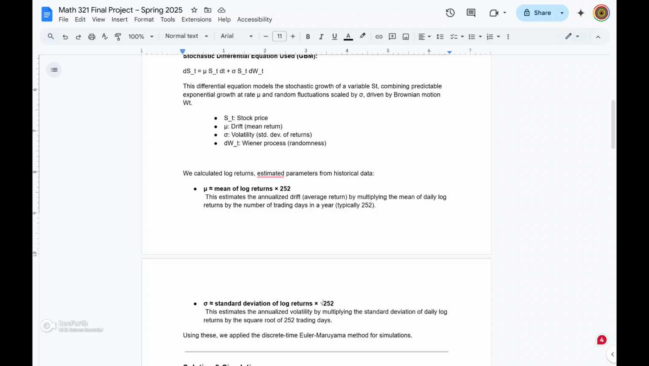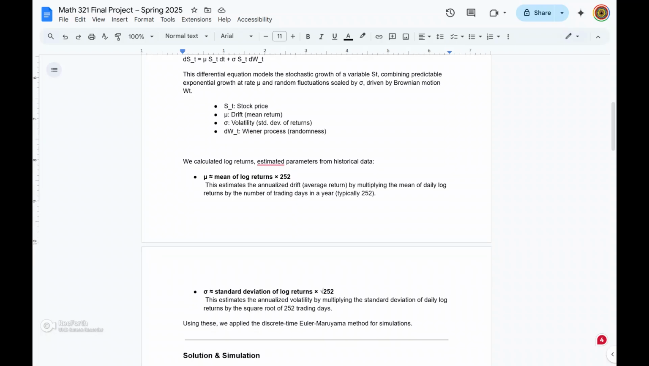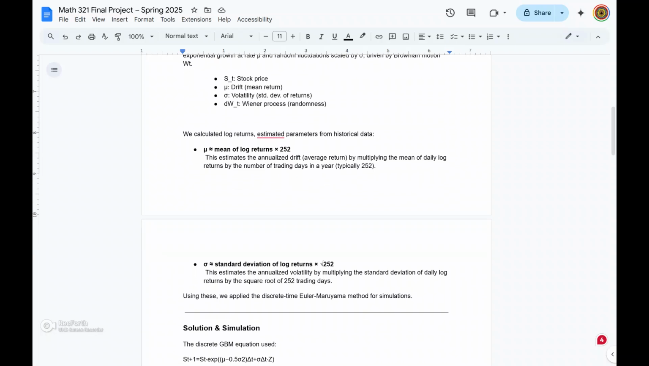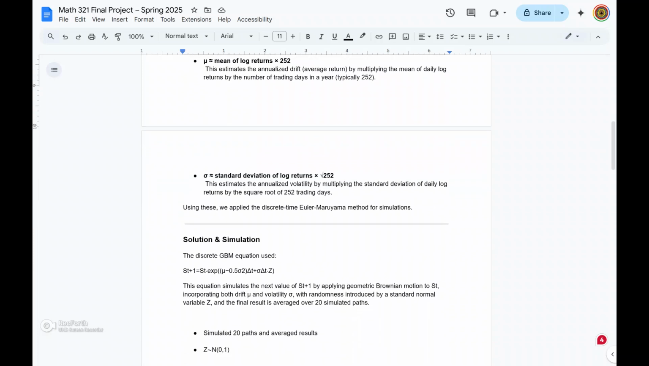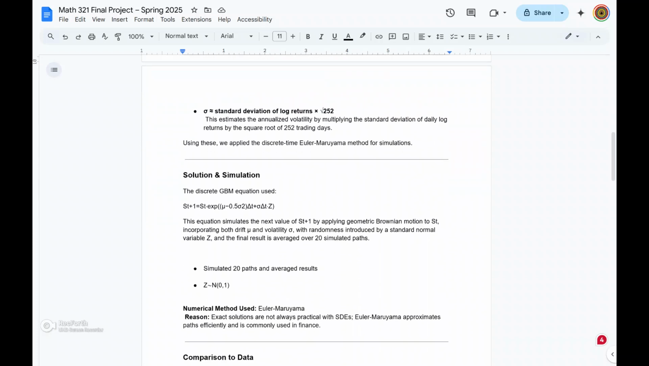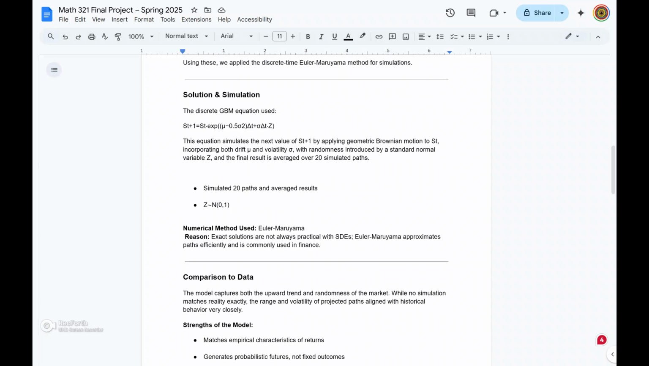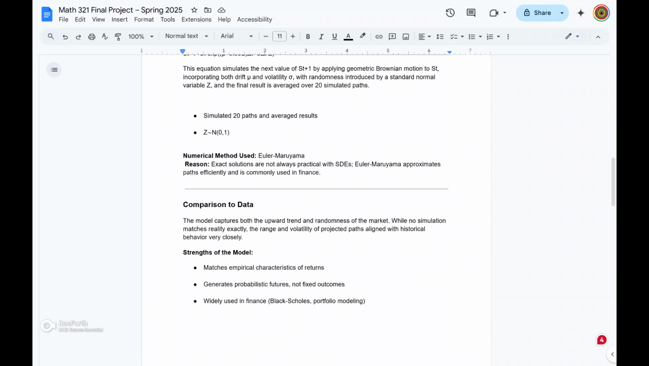So this goes into depth of how we're using this drift and volatility. This is just an annualized drift, and this is the standard deviation of logarithmic returns. We use the square root of 252 because that's how many trading days there are in the year. Here's the other differential equation. This is the part where we apply the geometric Brownian motion. So we're actually using both of these. One is to get the trend line, one is to get the averages.